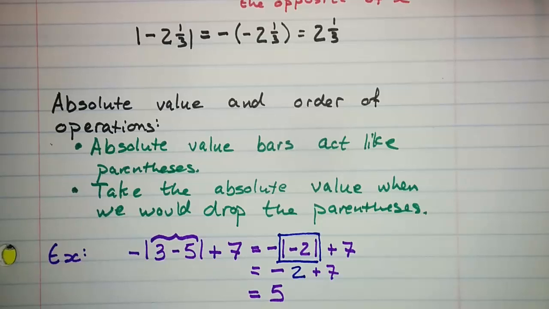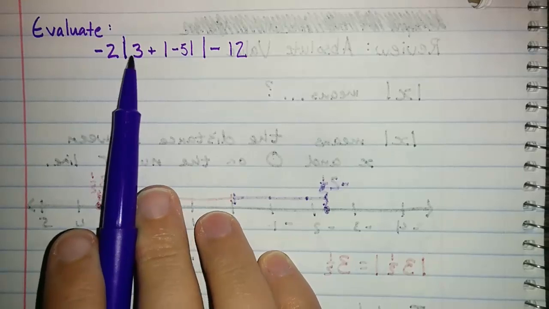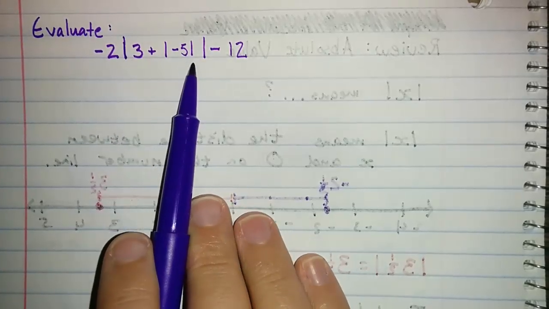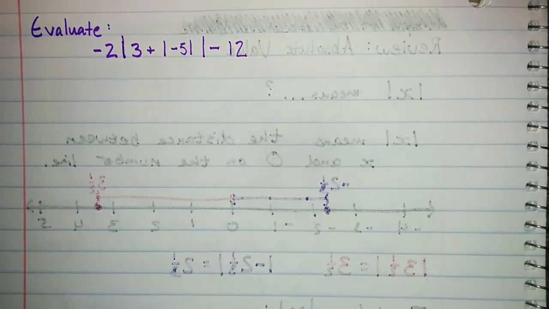Just to practice evaluating the absolute value, and also make sure you have this order of operations stuff down because it's going to be very important very soon, I'm going to give you one of these to try. Evaluate -2 times the absolute value of 3 plus absolute value -5 minus 12. Pause the video and try this now.